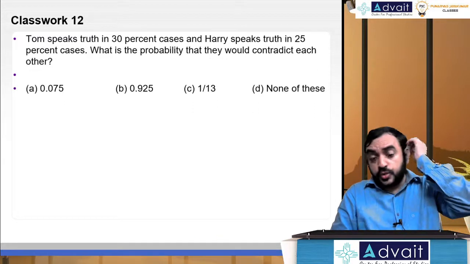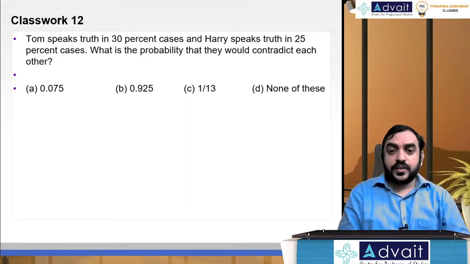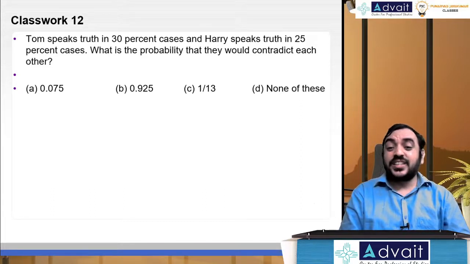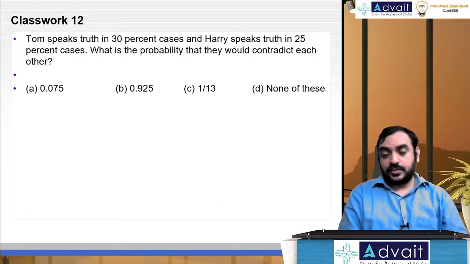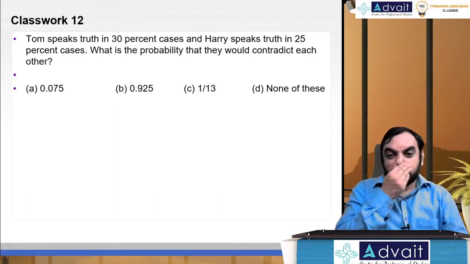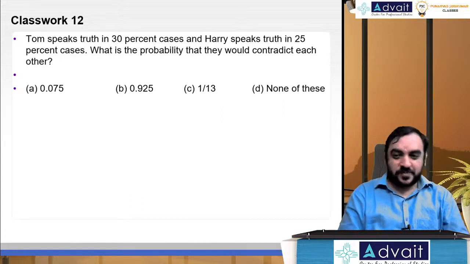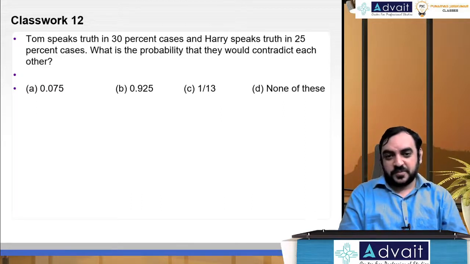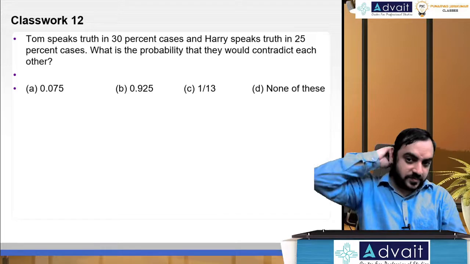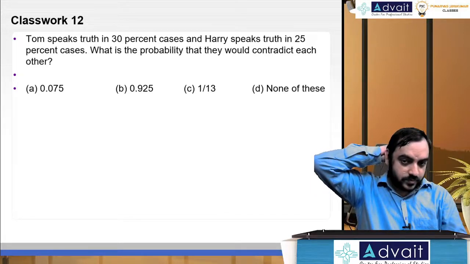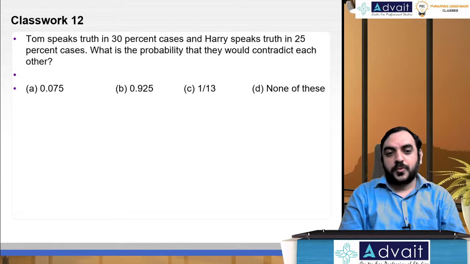Tom speaks truth in 30% of the cases. Harry speaks truth in 25% of the cases. What's the probability they would contradict each other? Can you try this problem? Any answer?